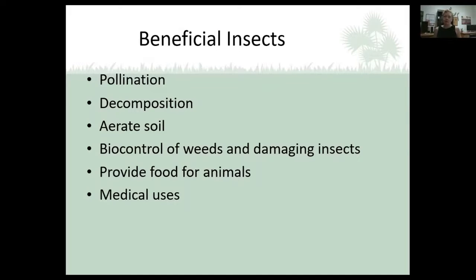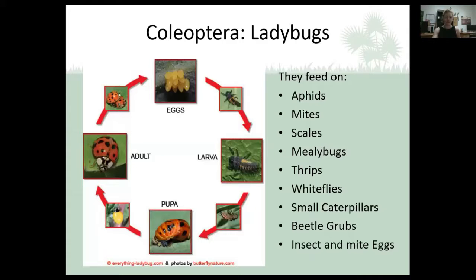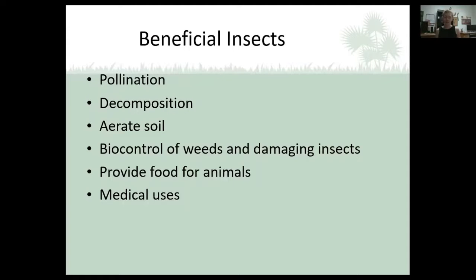A little bit more specifics about the examples of beneficial insects. Pollination, decomposition, aerating the soil, biological control of weeds, providing food, medical purposes, and so on. We went over that.